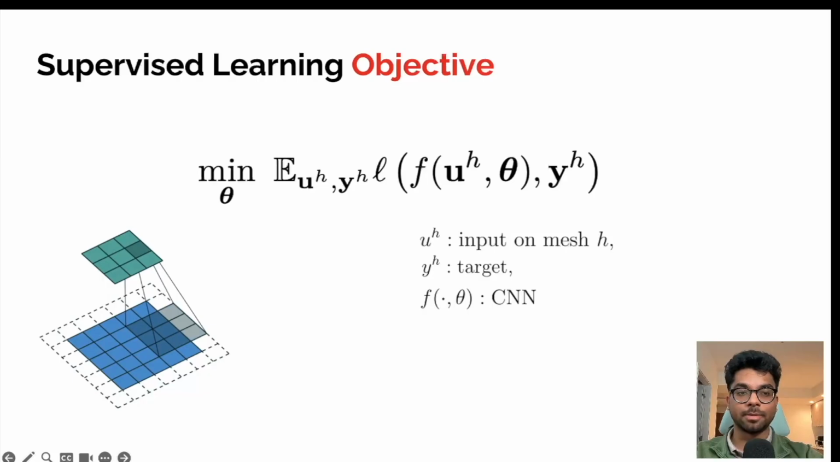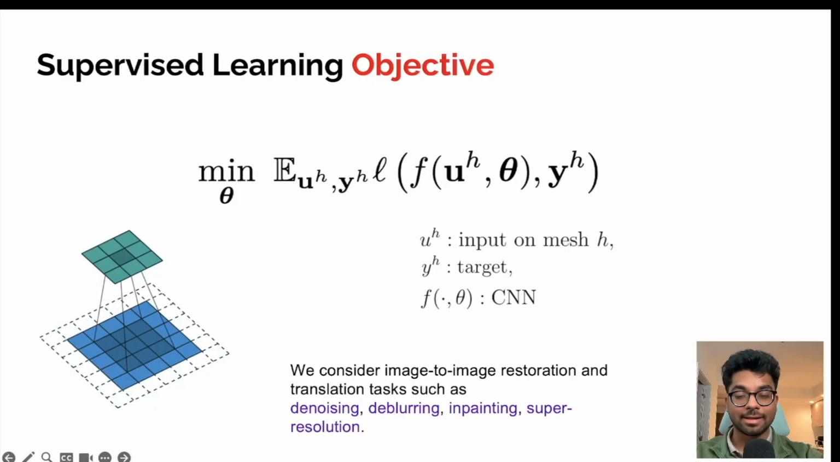Here we consider a supervised learning task where we want to learn a mapping from input signals to the outputs. In this work, we consider image-to-image restoration and translation tasks such as denoising, deblurring, inpainting and super resolution. But instead of thinking of these images purely as tensors, we would like to think of them as discretizations of the underlying continuous signal. We denote the discretization with a lowercase letter h.